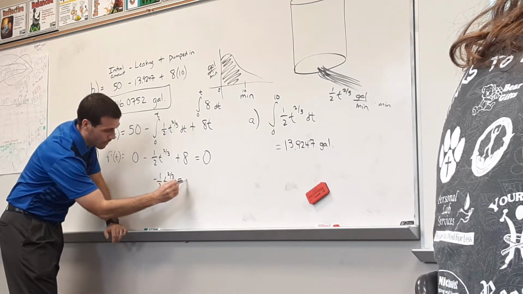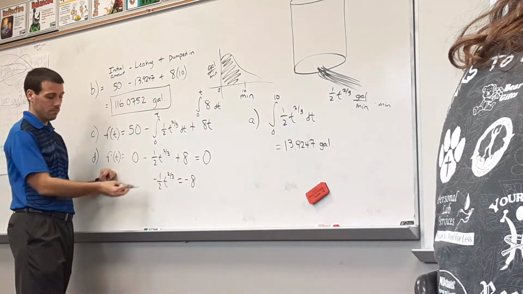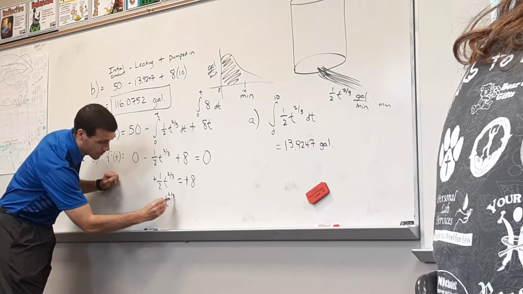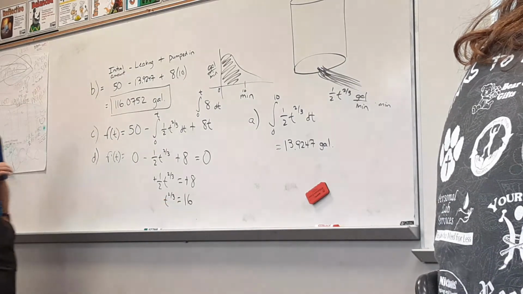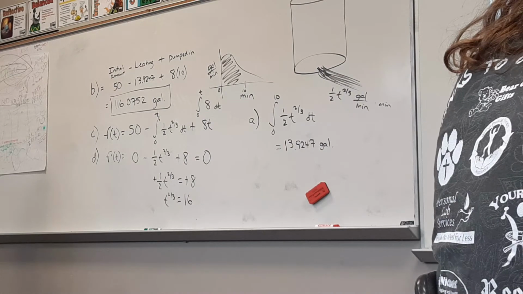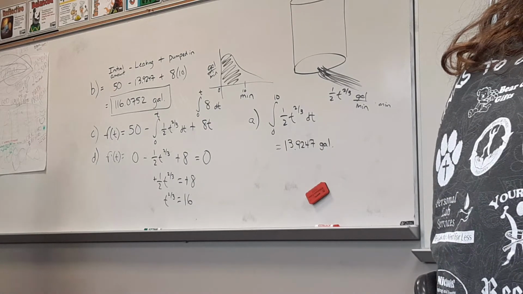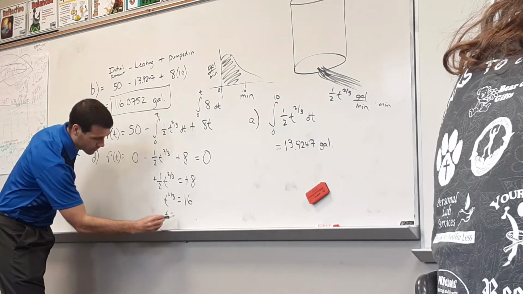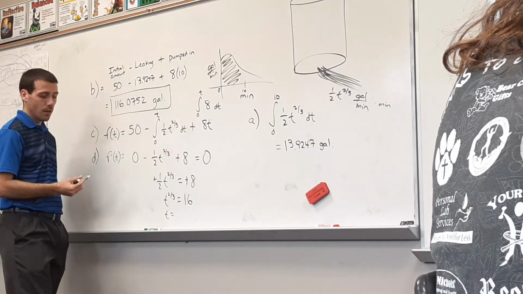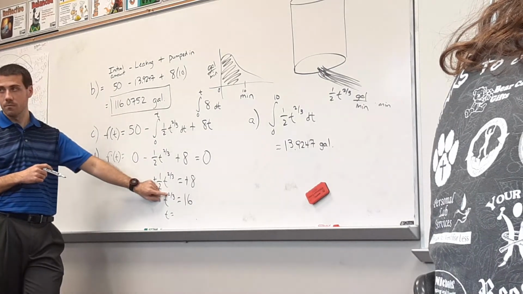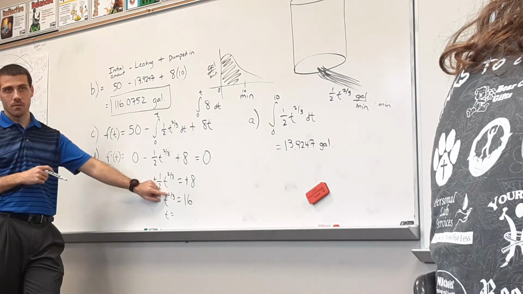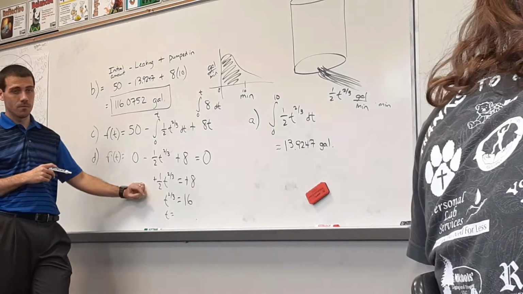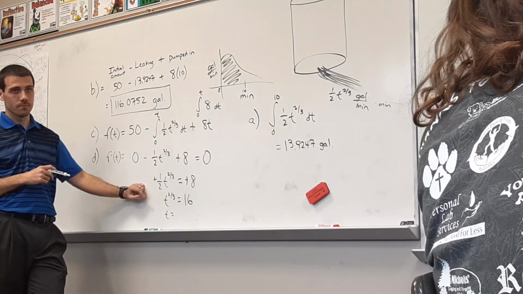So we subtract the 8, the negatives cancel, and times it by 2. So t to the 2/3 equals 16. That's the same as the cube root of t, squared. So you take the cube root of t squared. How do you make this power 1? You cube it, and then take the square root. So we go on to cube it, and then take the square root.